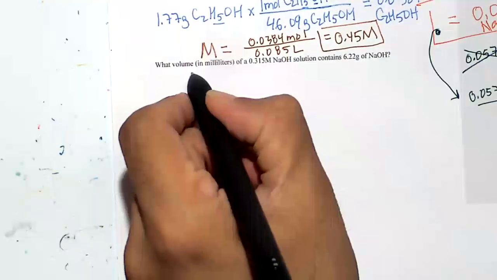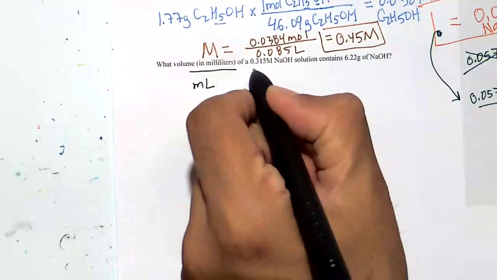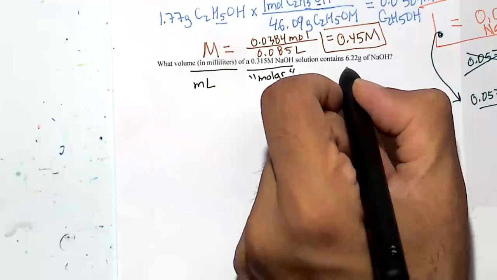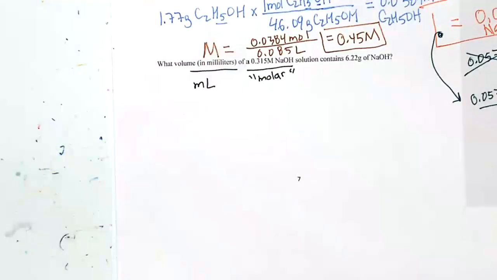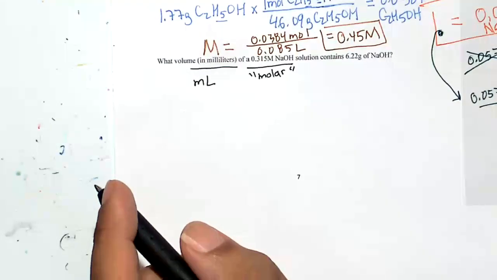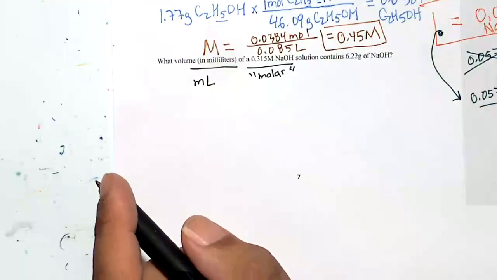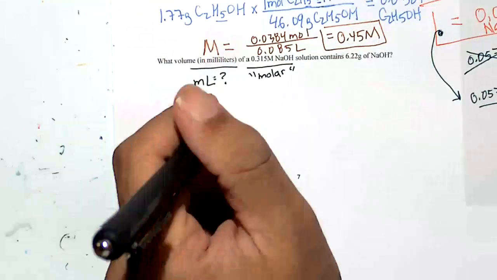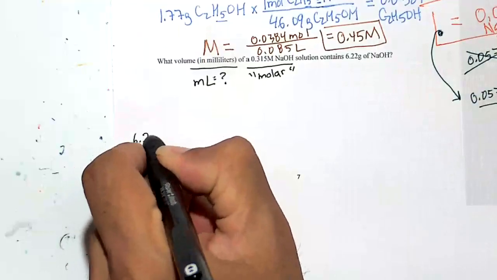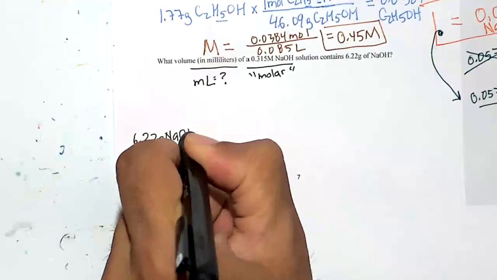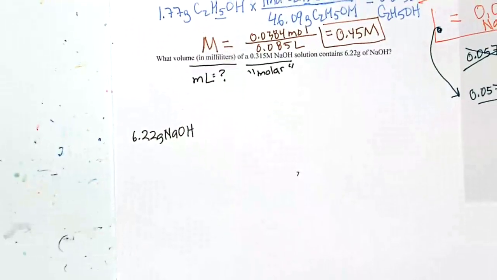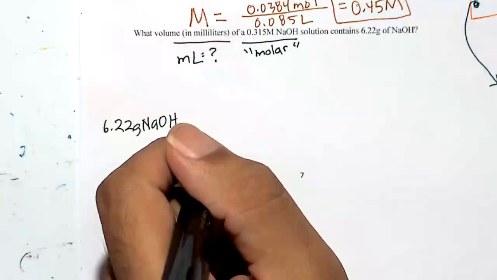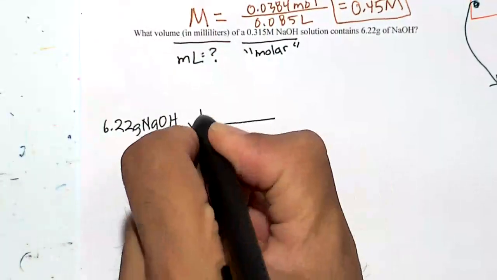All right, what volume in milliliters of a 0.315 molar solution contains 6.22 grams of sodium hydroxide, NaOH? How will we do this problem? It's asking for a volume, so let's solve for our volume. We start with 6.22 grams of NaOH. I'm going to go ahead and convert that to moles of NaOH.